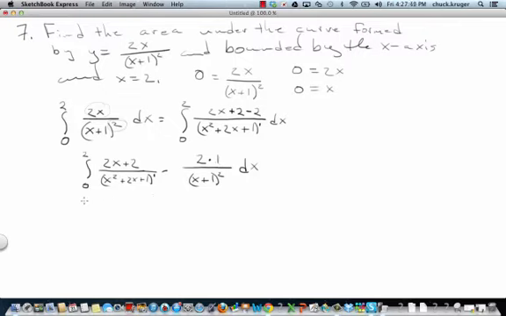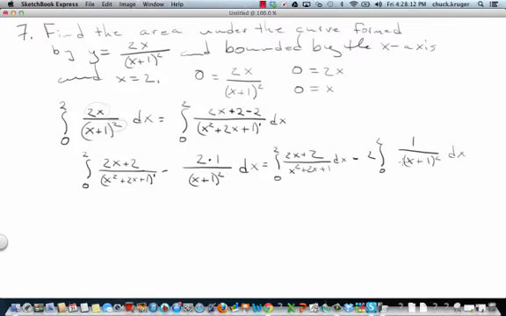And so I'm going to break this into 2 separate integrals. I better write it over here. One of them is going to be this, 2x plus 2 over x squared plus 2x plus 1 dx minus, now I'm going to bring that 2 out in front, and we're going to integrate from 0 to 2 of 1 over x plus 1 squared dx.